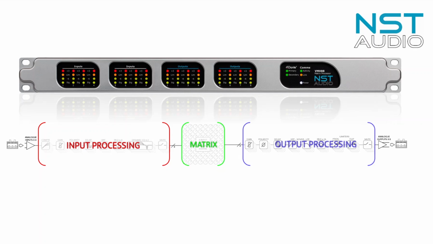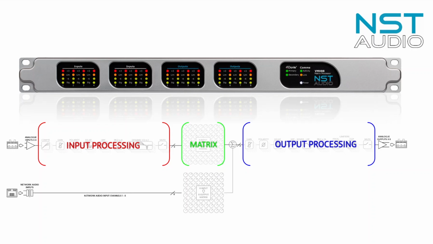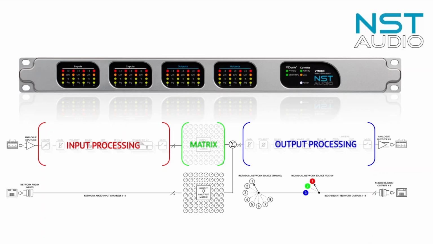So now we have 3 distinct parts to a VMX88 system. 8 analog input channels with processing, an 8x8 analog mix matrix, and 8 analog output channels with processing. But that's not all. We've not mentioned the network audio capabilities yet. A VMX88 can also accept 8 channels of network audio, and pass these through a separate 8x8 matrix to be mixed into the analog outputs. It can also simultaneously feed 8 channels of audio onto the network, and this is key to our endgame, of creating a bigger matrix using a second VMX88.